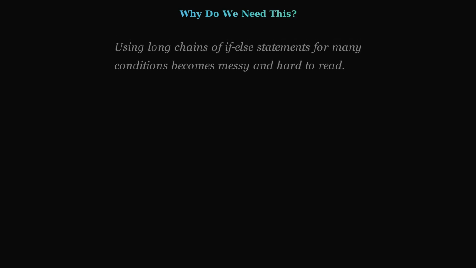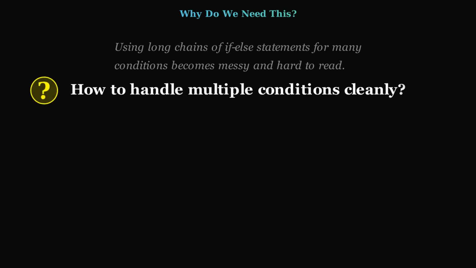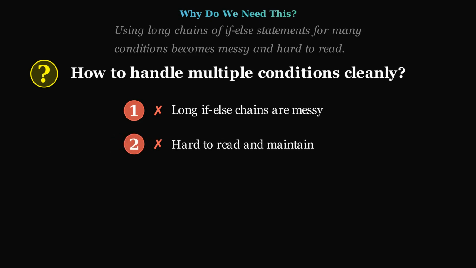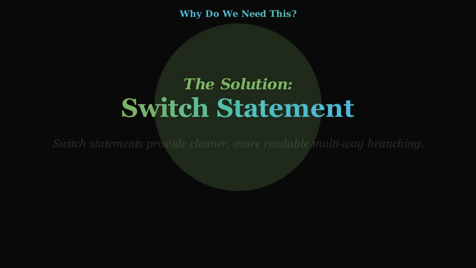Why do we need this concept? Using long chains of if-else statements for many conditions becomes messy and hard to read. How to handle multiple conditions cleanly? Long if-else chains are messy, hard to read and maintain, error-prone with many conditions. Switch statements provide cleaner, more readable multi-way branching.